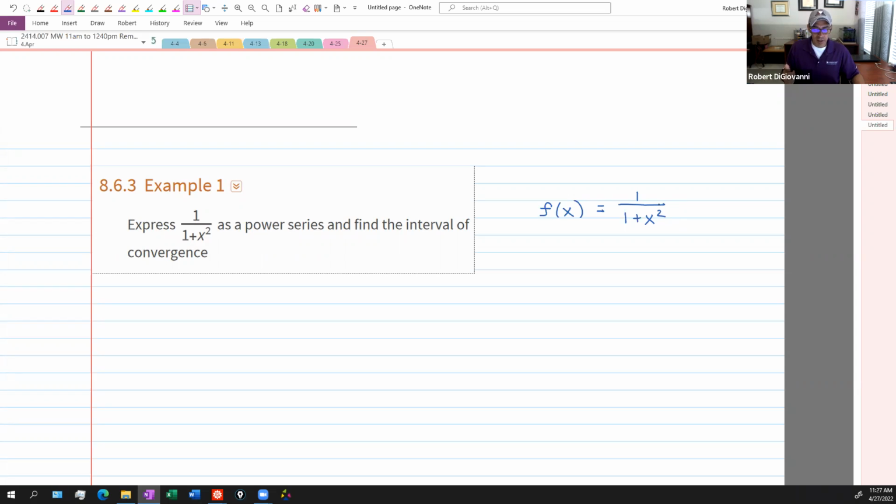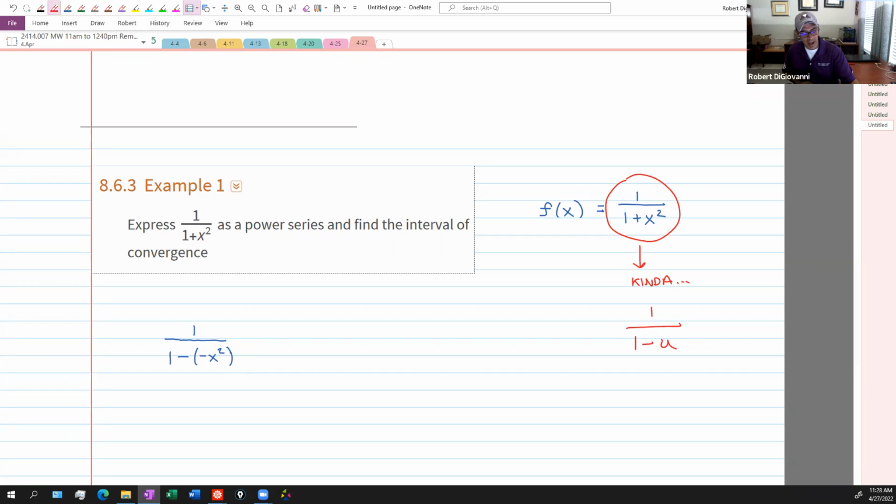Well, this looks a lot like, right? It looks kind of, well, I don't know, not really, but if you squint your eyes, it kind of looks like 1 over 1 minus u. It kind of is. You'd have to do something. We would have to rewrite it this way: 1 over 1 minus negative x squared. Do you agree that that's the same thing? That's the same as 1 over 1 plus x squared.